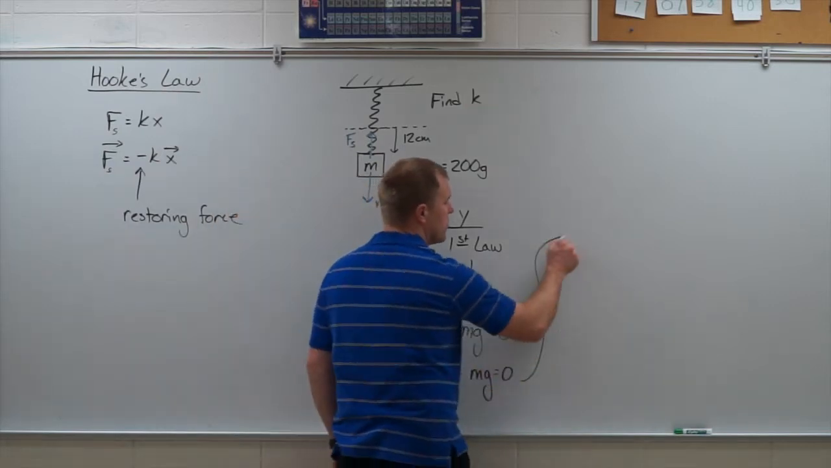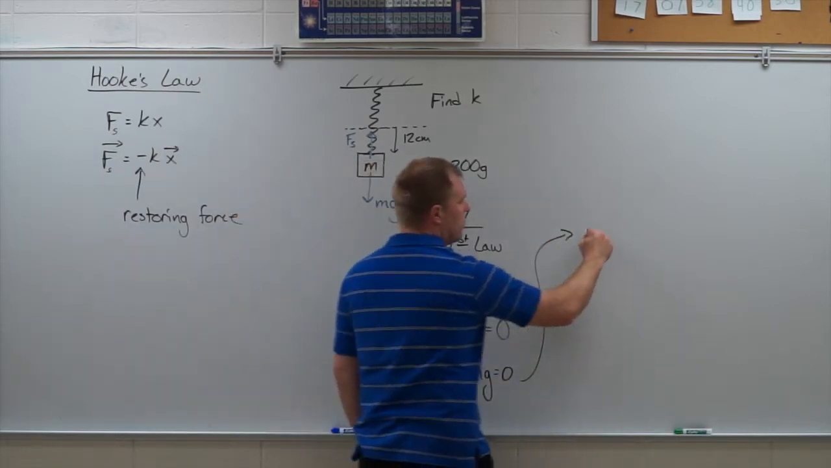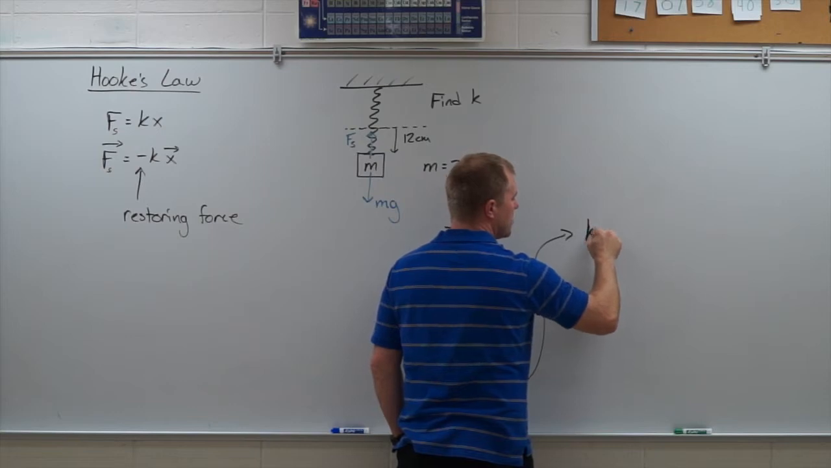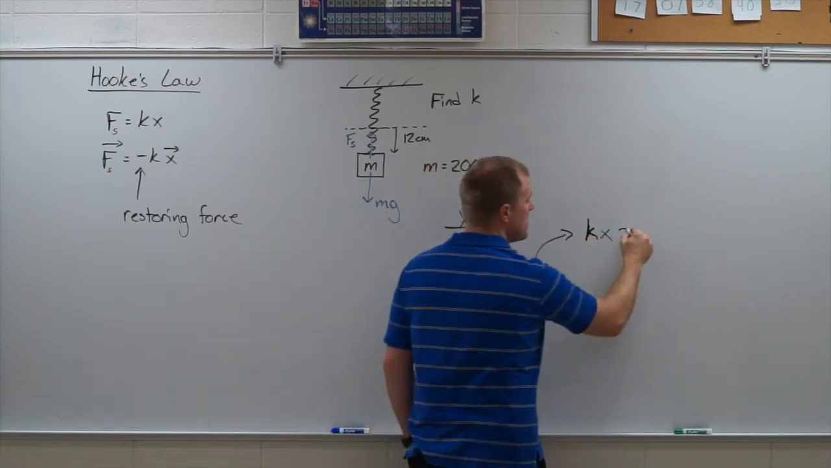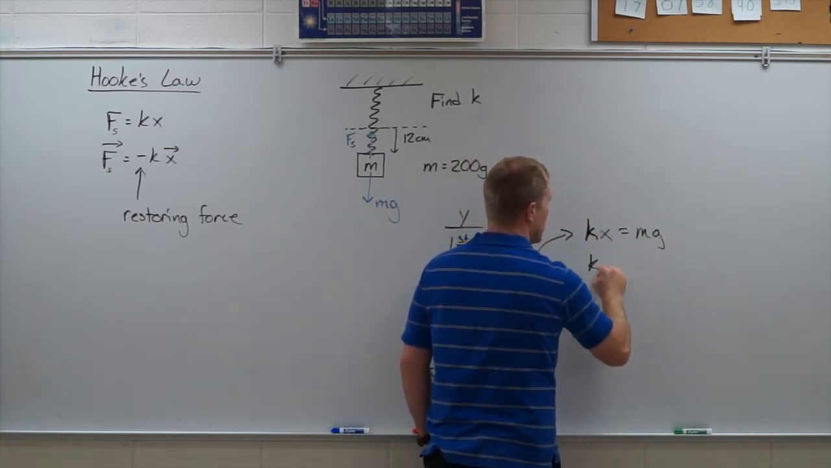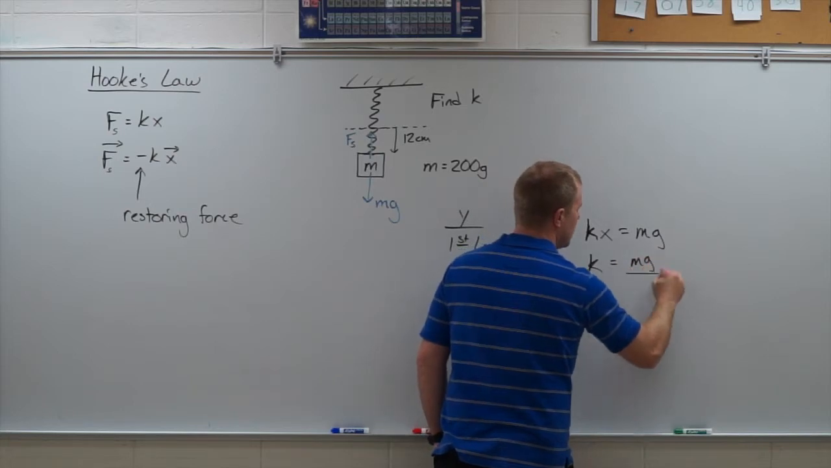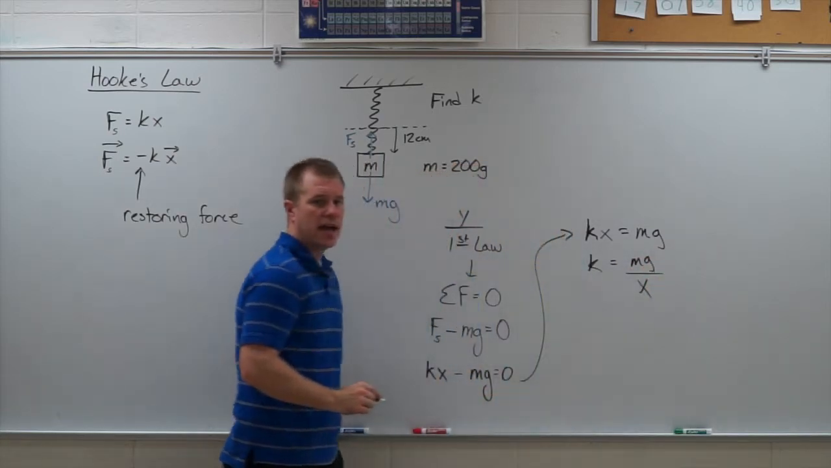So let me just move this over here. So I'm going to move the mg over. So I have kx, and k is the spring constant, that's what I'm trying to find, is equal to mg. So k is equal to mg divided by x.